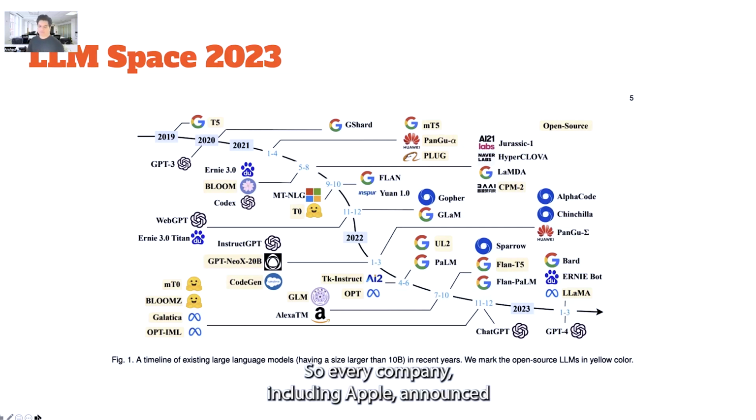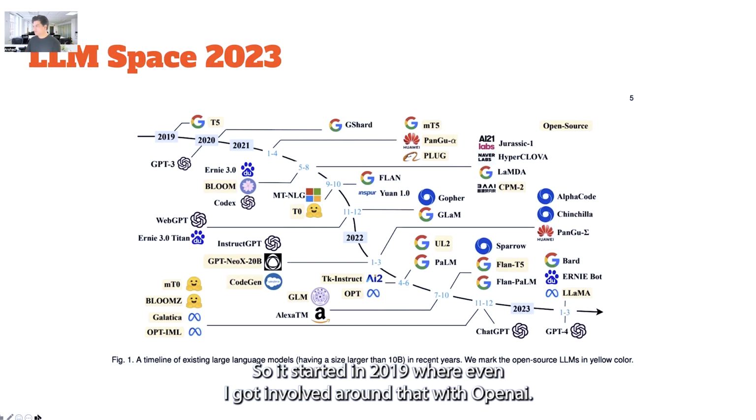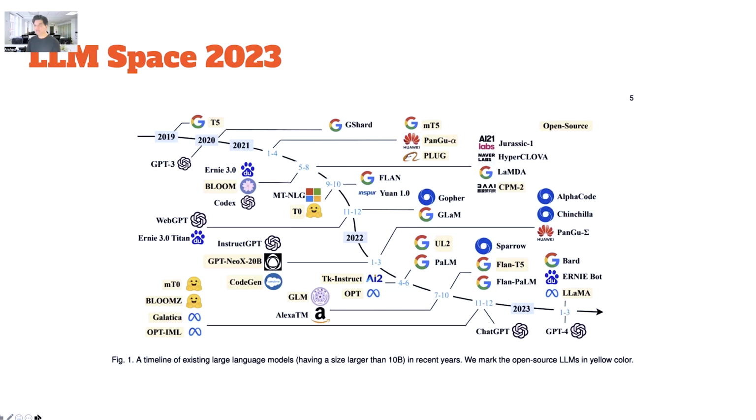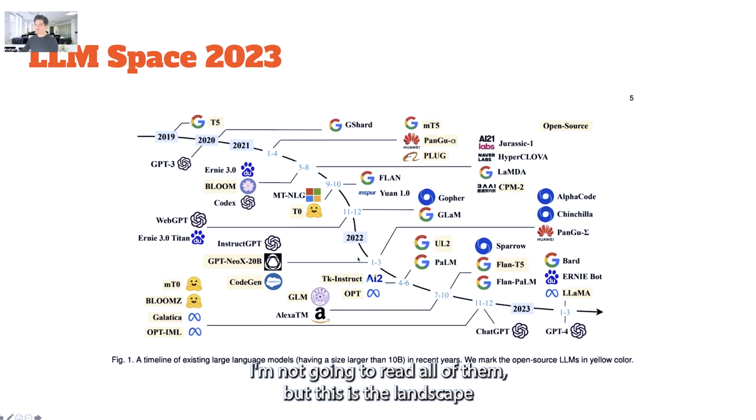So this is a landscape up till 2023, and this is growing exponentially, not as a multiplier. So every company, including Apple, announced that they are now working on their own large language model. So it started in 2019, where even I got involved around that with OpenAI. They used to call it the GPT model. From there, we have 2023 ChatGPT-4. So you can see how they are growing. T5, GPT-3, I'm not going to read all of them, but this is the landscape of large language models.